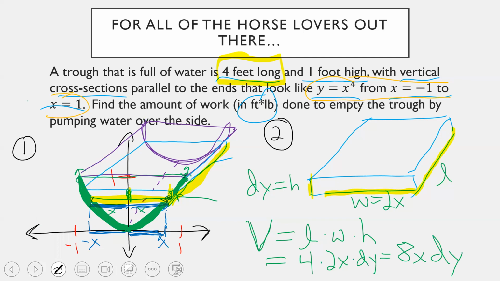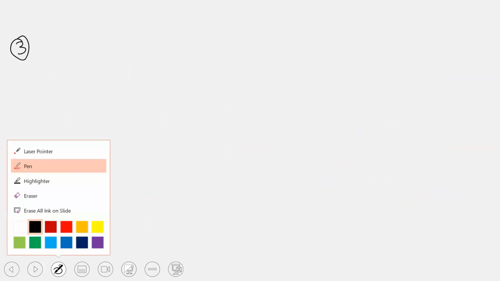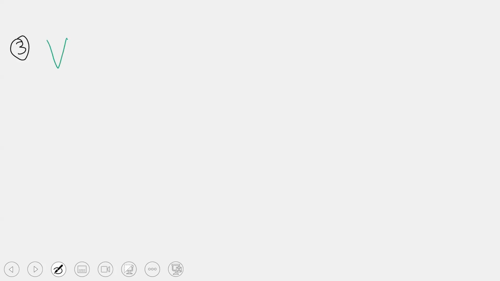All right. So we've got our volume, so we can move on to step 3 of our process here. I'll have to go on to another slide. So step 3 is where we multiply by the weight density of water. So right now we've got that the volume of our representative layer here is 8x dy. And we're going to multiply that by the weight density of water. Now, the weight density of water, I'm sure you know off the top of your head, is 62 pounds per feet cubed. And that was a joke.